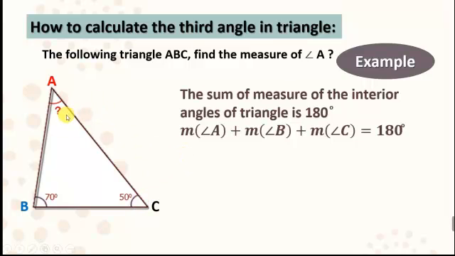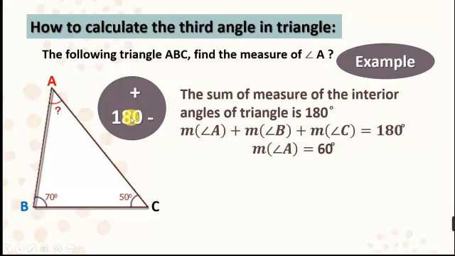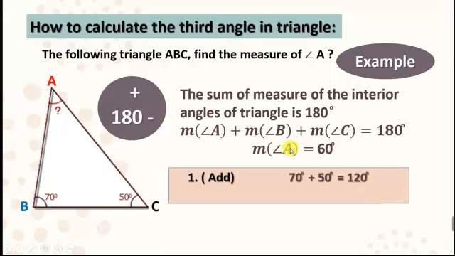How can I get the measure of A? I have two steps to make. The first step, plus, and the second step, 180 minus. Plus what? I'm going to add the two angles that I have, 70 and 50. This is the first step. 70 and 50, 0 plus 0, 0, and 7 plus 5, 12. So I got 120 degrees.